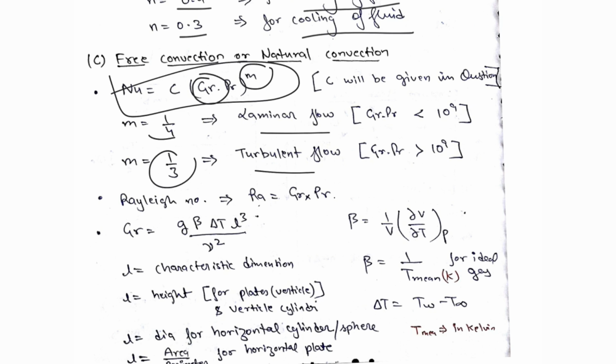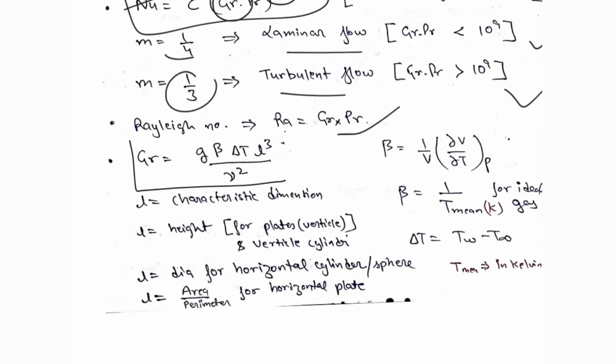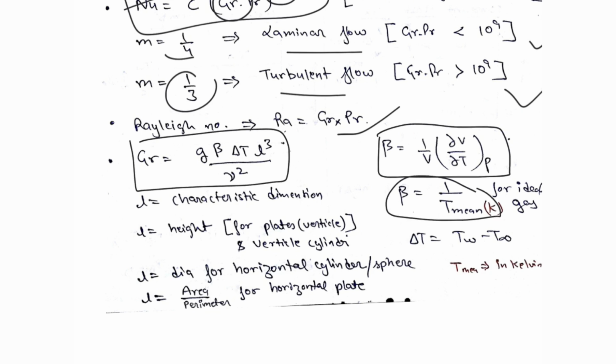Okay, and Gr into Pr is also called the Rayleigh number. Rayleigh number will decide whether it is a laminar flow or turbulent flow. If the Rayleigh number is less than 10^9, we call it a laminar flow. If Rayleigh number is greater than 10^9, we call it turbulent flow. And the formula for Grashof number is very much important: g β ΔT L^3 upon ν^2, where β is 1/v into ∂v/∂T at constant pressure. This can also be written as 1/T mean if you are talking about the ideal gas. Okay, ΔT is nothing but the temperature difference between the wall and the fluid.